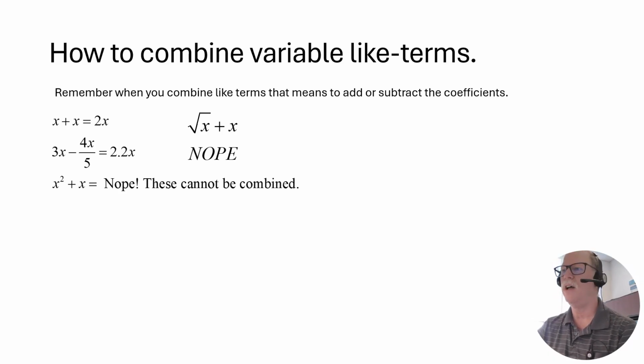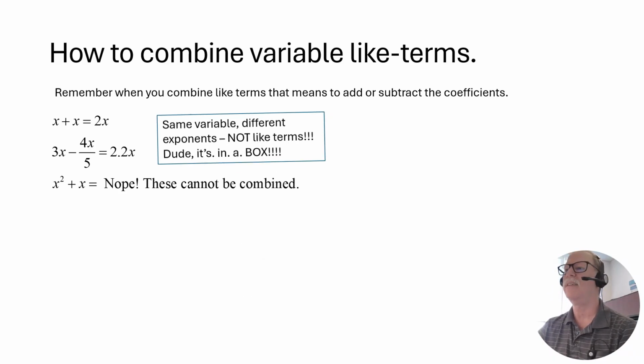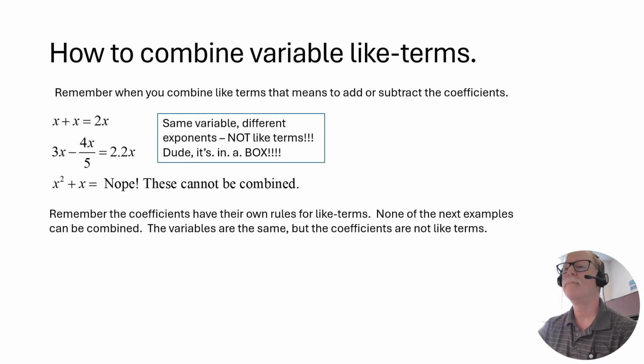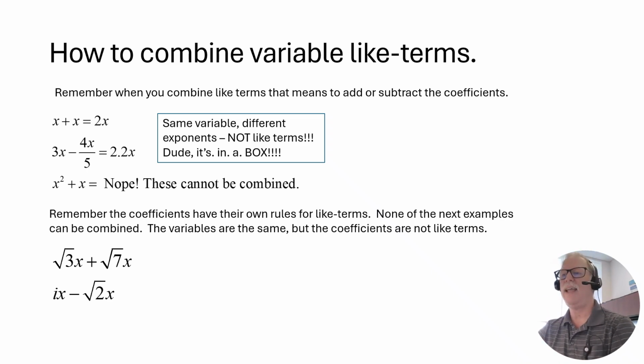All right, here's some more examples of no. All of these are possible exponents, and you cannot put them together. The letter's the same, the exponent is different. You can't do anything with that. And remember, the coefficients also have their own rules. So these cannot be combined. The letter is the same, but because the number has its own special rule, they cannot be combined into a single term. And remember, that's always what we mean when we say combine like terms: add or subtract and create a single term.